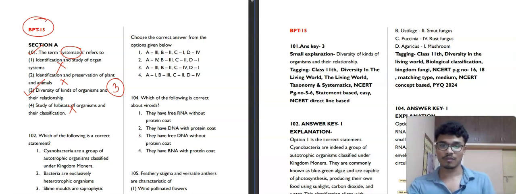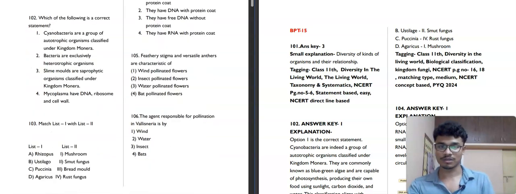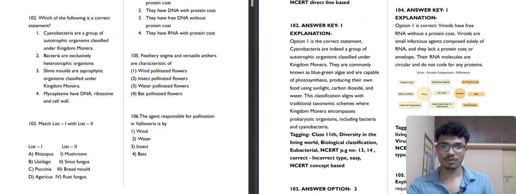Okay, now I'll move towards the next question, question number 102. What is it saying? Which of the following is a correct statement? Cyanobacteria are a group of autotrophic organisms classified under kingdom Monera. Monera means bacteria, and cyanobacteria, you know, are autotrophic. So it is a right statement. Now we'll also read the other statements as well.